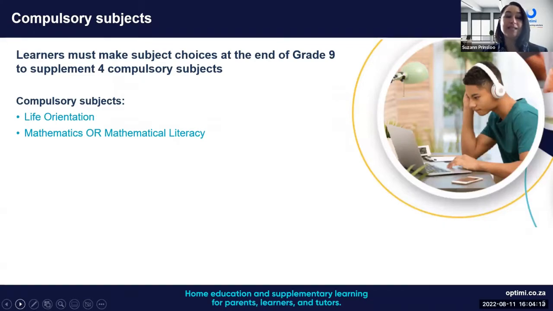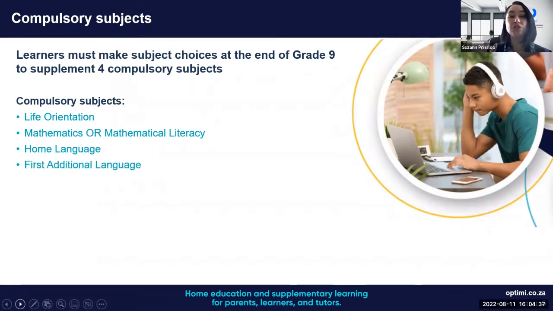Then there's mathematics or mathematical literacy. A learner can't take both. They need to choose one of the two. They can also not elect to not have maths at all. They must have a form of mathematics, which is then Maths Lit or mathematics, and then a home language, as well as a first additional language. And these two must be 2 different languages.